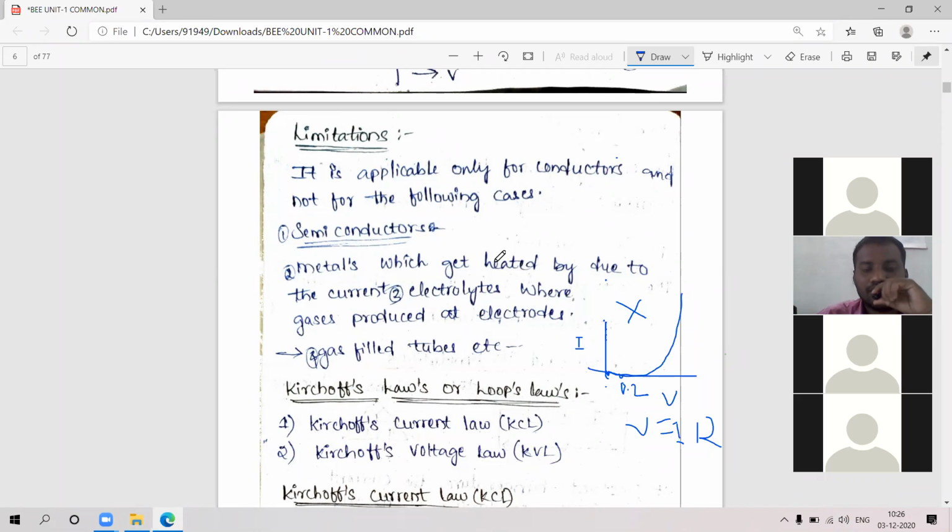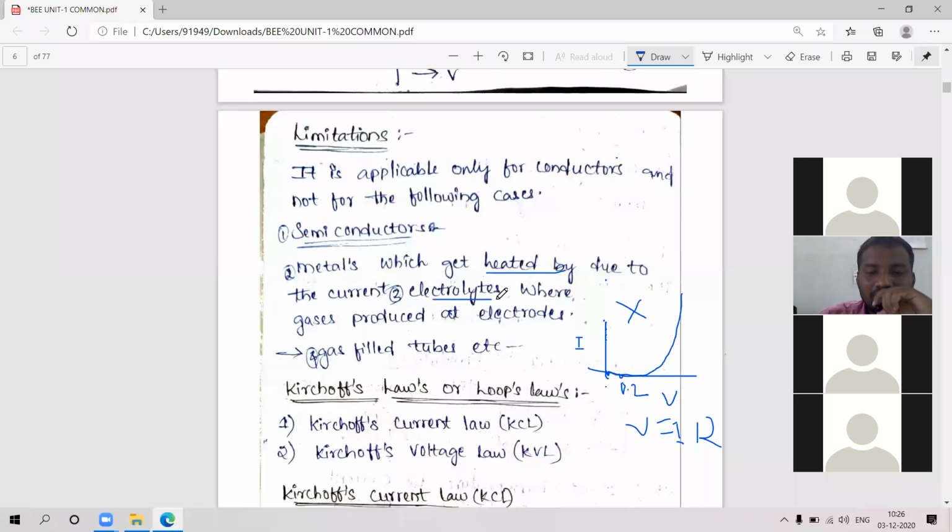So what happens when they are heated up? Suppose the metals are heated, the heat will be more, no? The heat being more means automatically the temperature is increased. Already we said in the statement that it is at constant temperature. So it is not applicable.